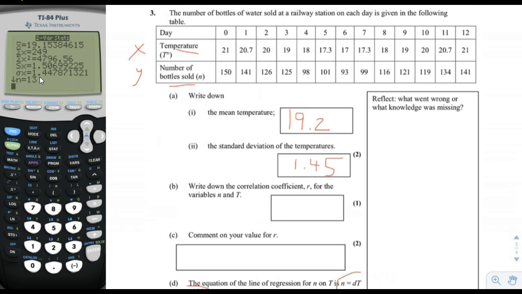That says write down the correlation coefficient R for the variables n and t. So now we need to run the StatCalc lin-reg test. And we've already set diagnostic on, so we don't need to do that. L3 and L4. Yeah, it's set to L3 and L4. That's where we put it, right? L3 and L4. Okay. And then we're going to put calculate. And it'll give me R equals 9.42. No, 0.942, sorry. 0.942.